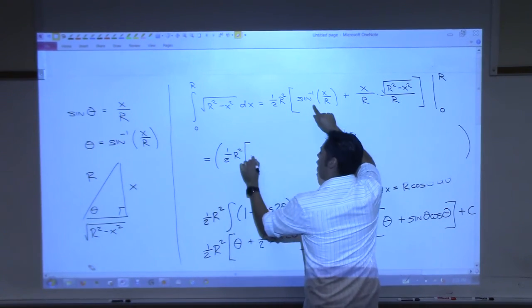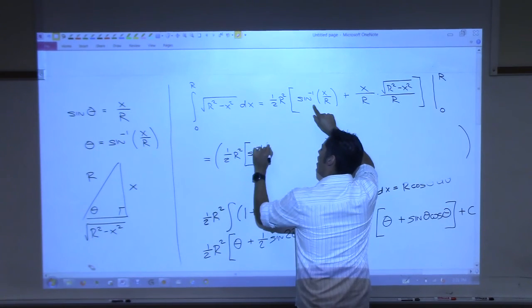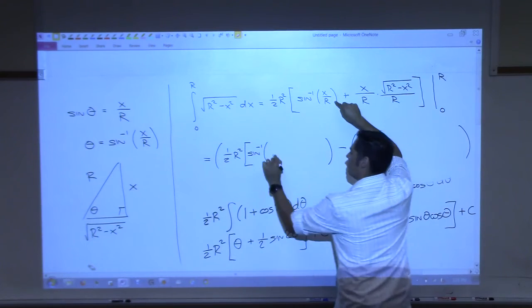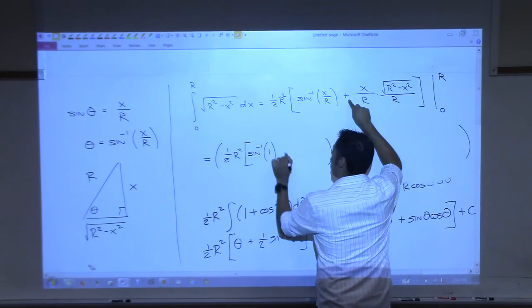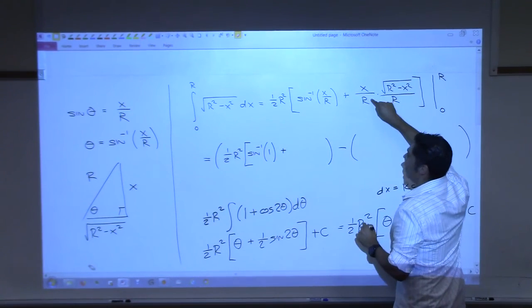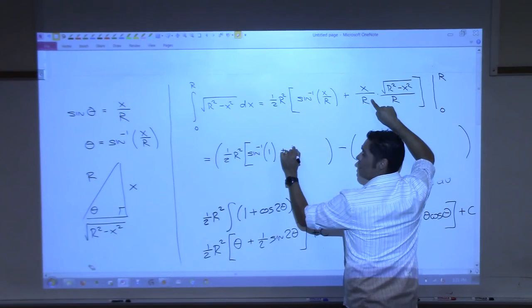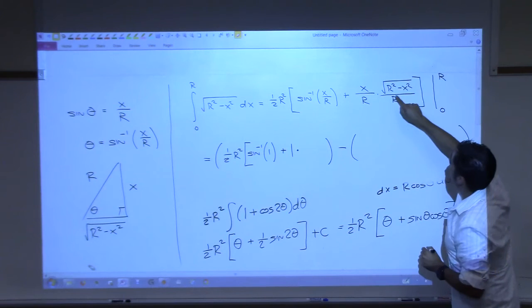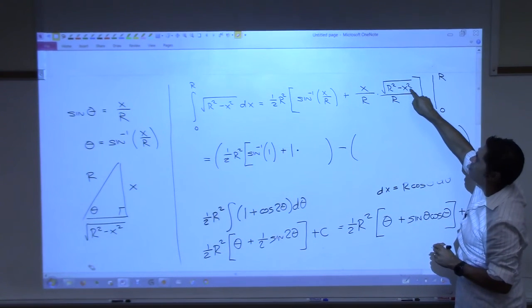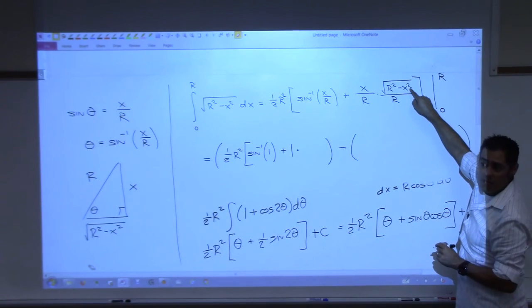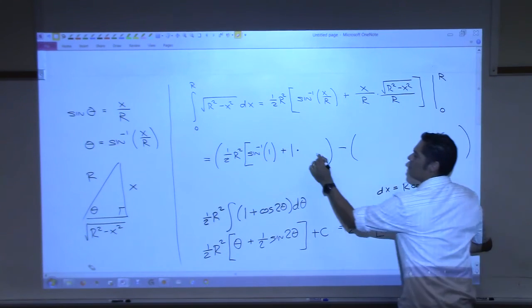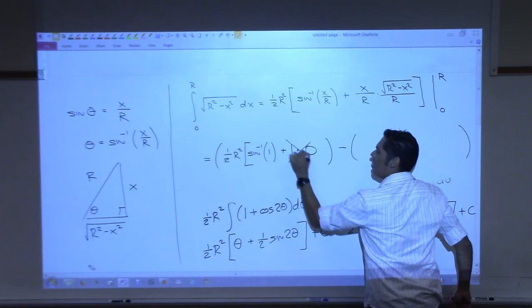Okay, now, arc sine of capital R over capital R, which is 1. Okay, plus capital R over capital R, right? 1 times, now check this one out. R squared minus R squared. 0, 0, 0, right? That's just 0. So this term is dead, isn't it?